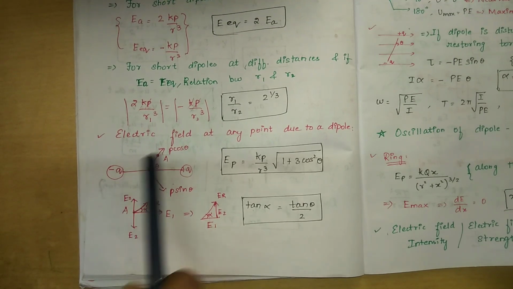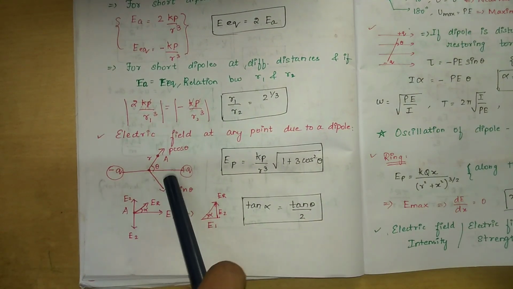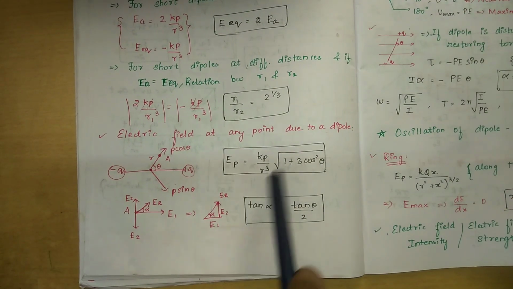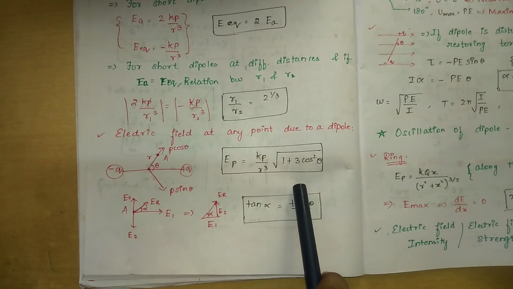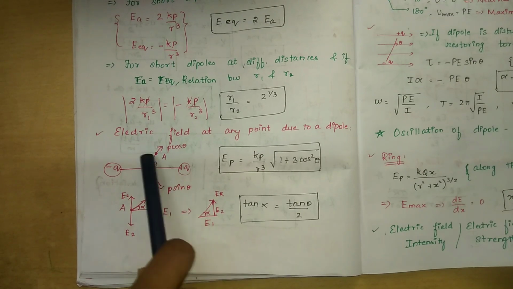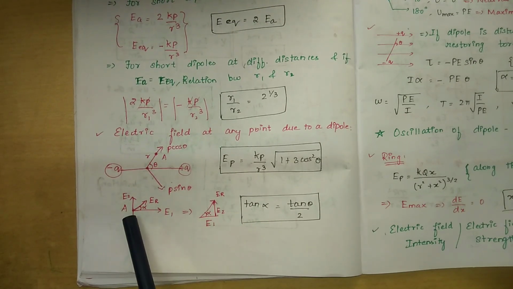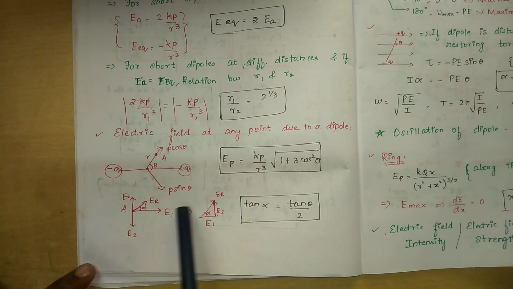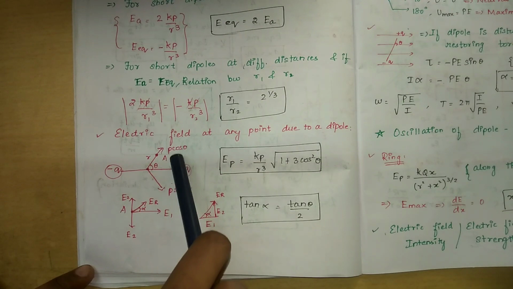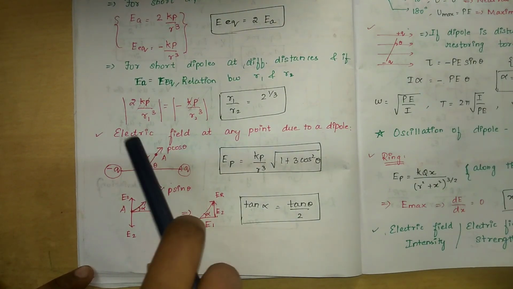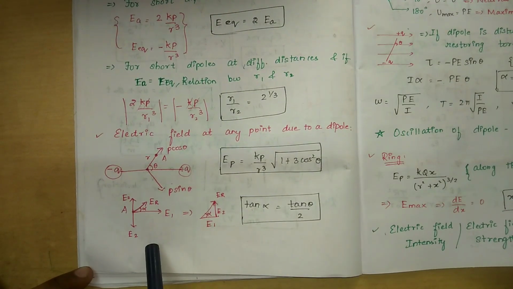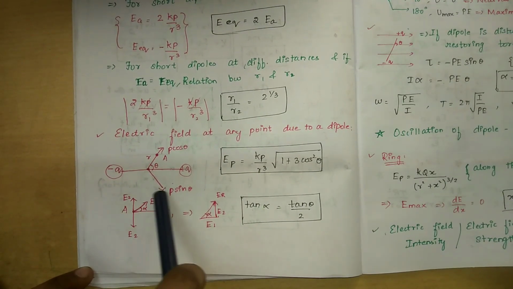Then electric field at any point due to a dipole. You take this one as a dipole. At any point around this dipole, what is the electric field? The fundamental formula is kp by r cube root of 1 plus 3 cos square theta. And this is A, this is the point A. So if you resolve for this point A, there is E1 in this direction. This is E2, towards downwards and also upwards, both are E2. So if you take the resultant, it should be likewise.